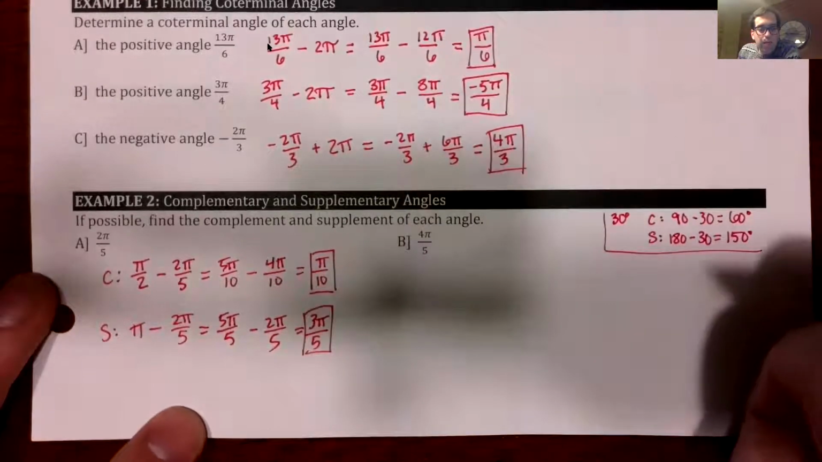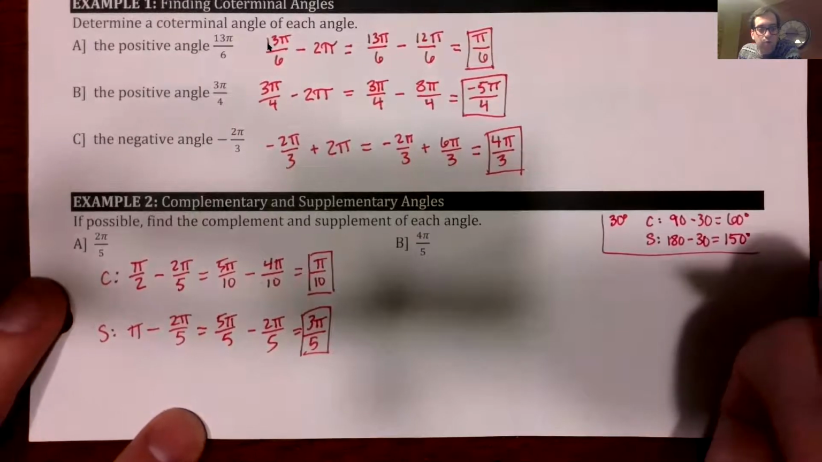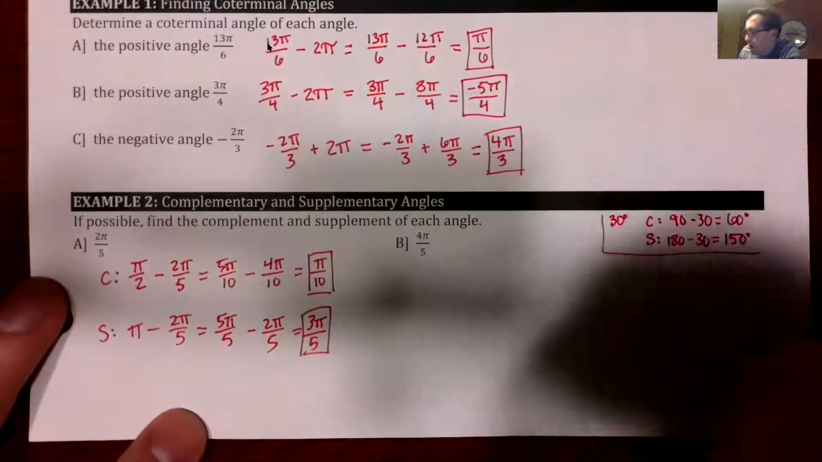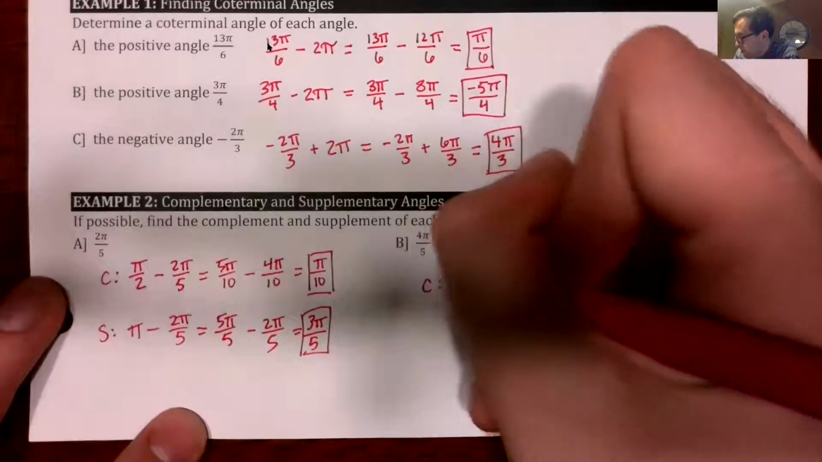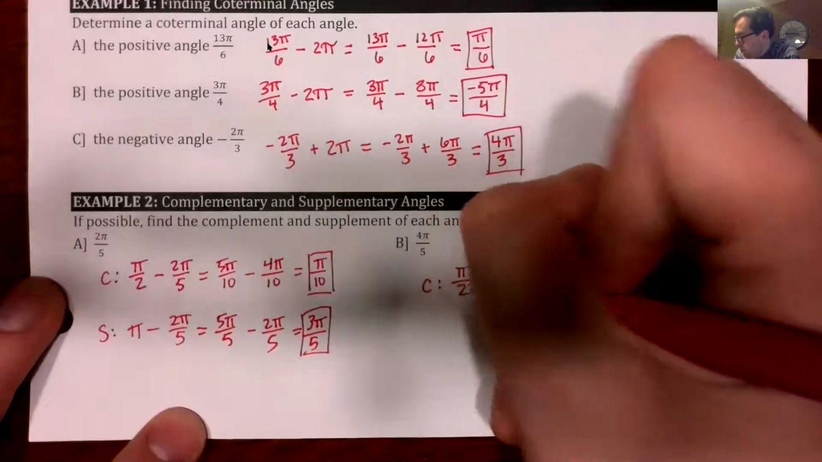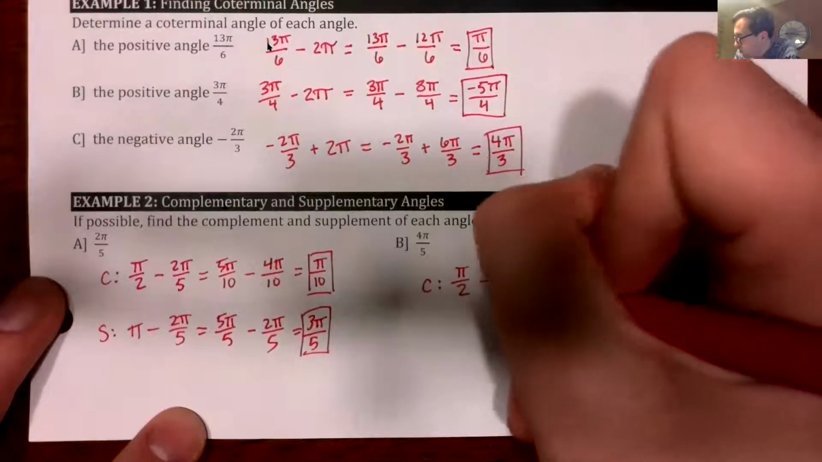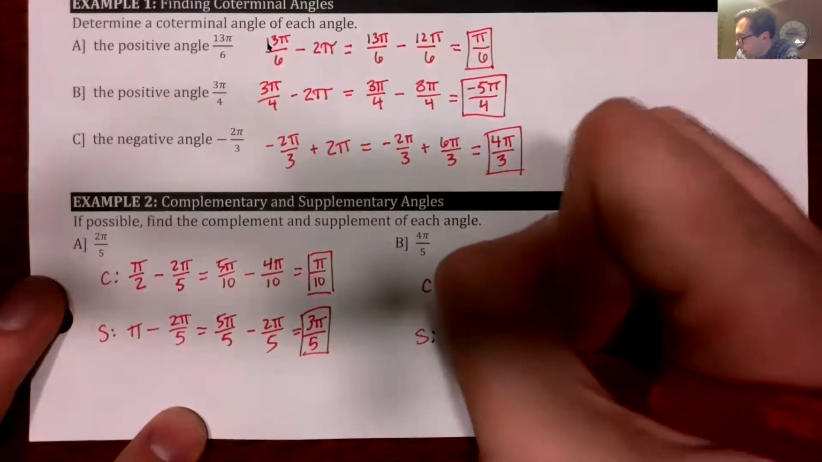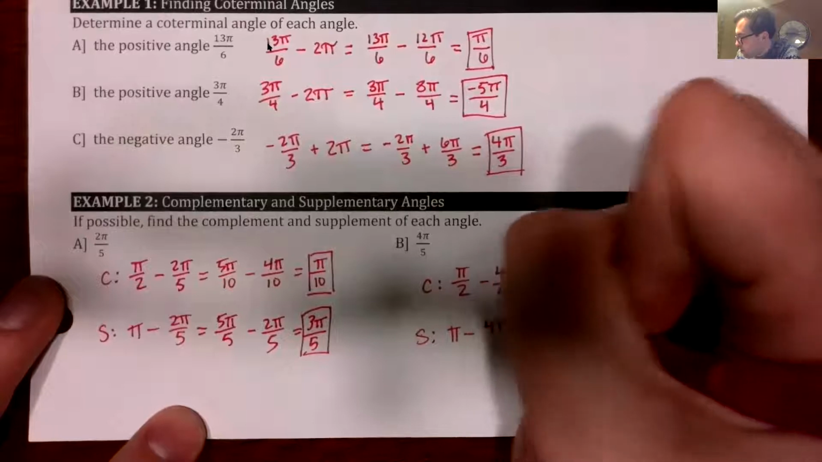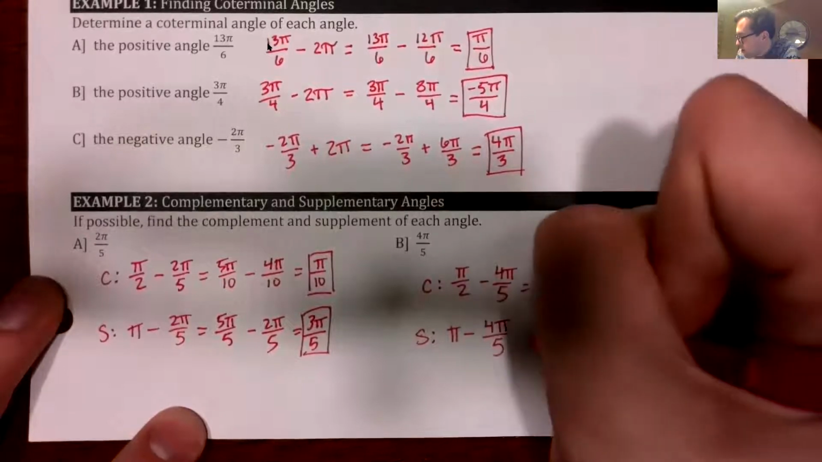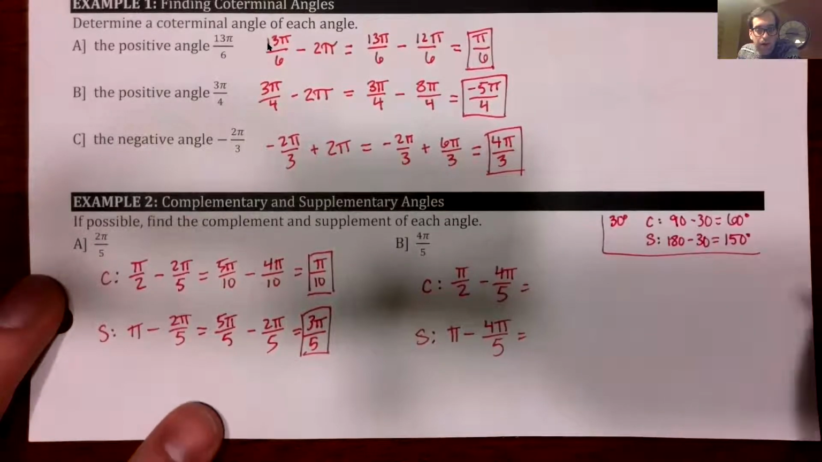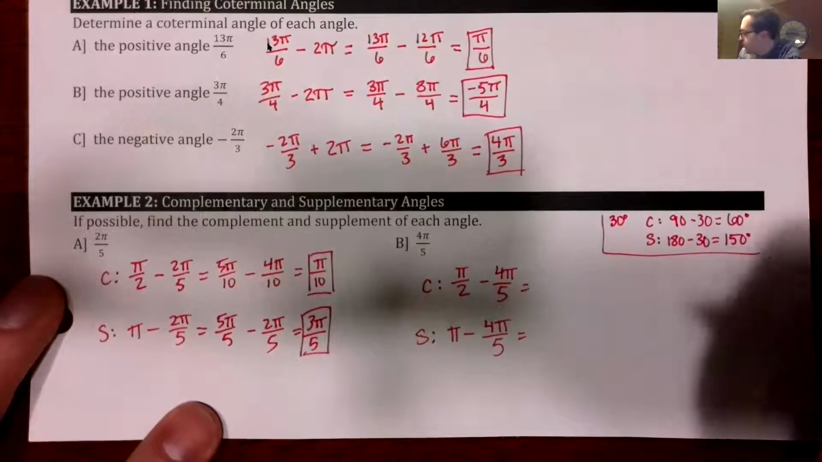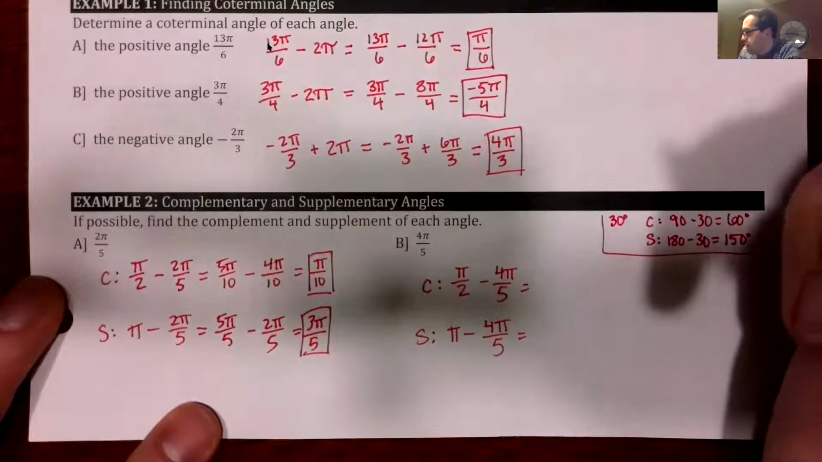And then that brings us to letter B, 4 pi over 5. So we're going to do the same process again. We start with pi over 2 minus the angle. And for the supplementary angle, we start with pi minus the angle. All right, so I encourage you to try this on your own while I write it out up here. You can pause the video if you'd like. But I'm just going to keep going.